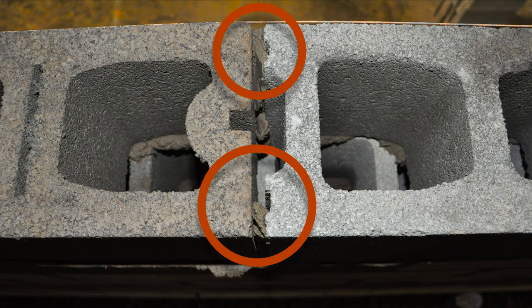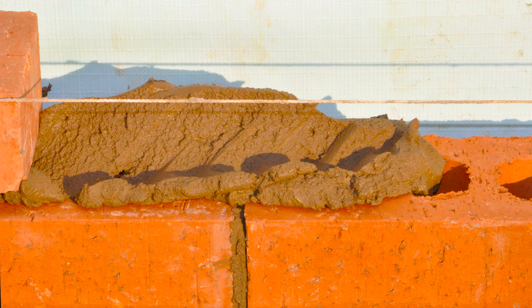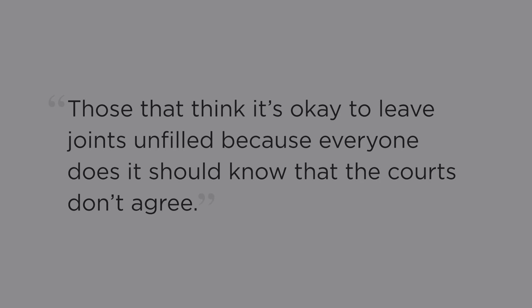What are the grounds for rejecting mortar joints in hollow masonry and in solid masonry? Any end joint that is not the full thickness of the face shell of a hollow unit, or any end joint that is not the full thickness of a solid unit, the full joint length, is grounds for rejection. Any bed joint that is not the full thickness of the face shell of a hollow unit, or any bed joint that does not cover the solid portion of the full thickness of a solid unit, the full joint height, is grounds for rejection. Joints with holes in them are grounds for rejection. Those that think it's okay to leave joints unfilled because everyone does it should know that the courts don't agree.